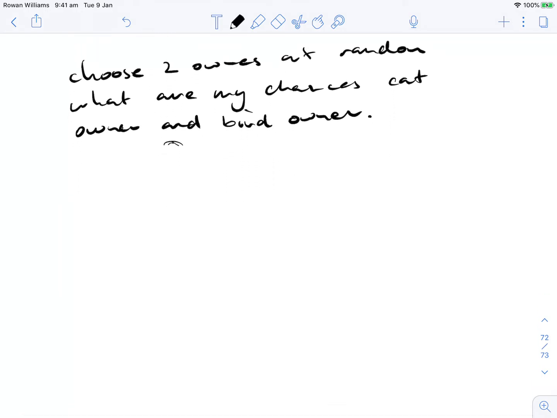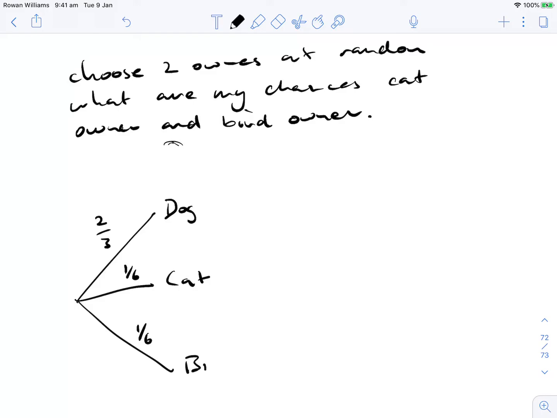So what we want to think about is, say you pick your first person. Well, you're going to have three different things that can happen. You've got a 2 out of 3 chance of getting a dog. Oops, that's not quite how we do it. You've got a 1/6 chance of getting a cat. And you've got a 1/6 chance of a bird. So this is what's happened. You pick one person out randomly. All right, next thing that happens is that you then pick another person.